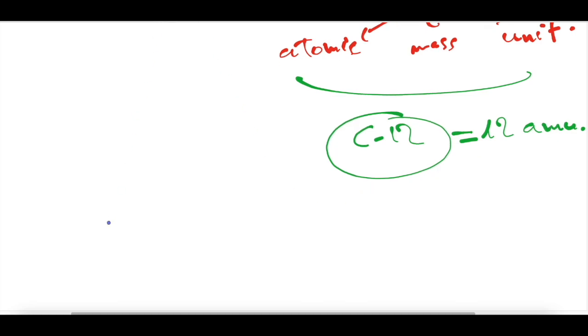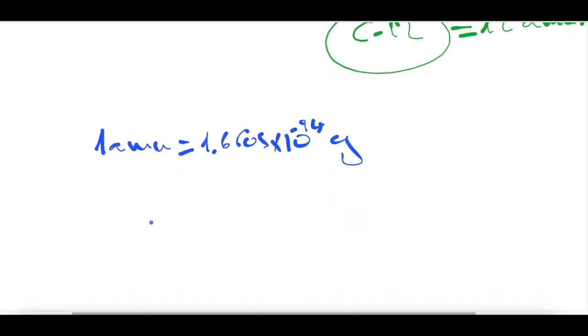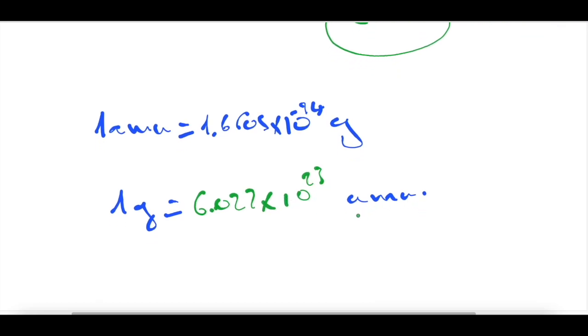So 1 atomic mass unit is equal in grams to 1.6605 times 10 to the power of minus 24 grams, and conversely 1 gram in atomic mass unit is equal to 6.022 times 10 to the power of 23 AMU.